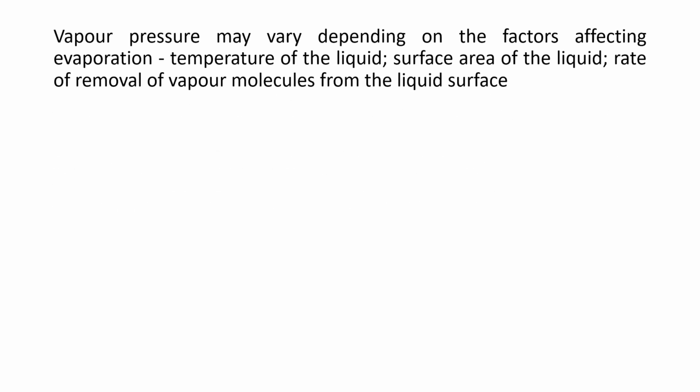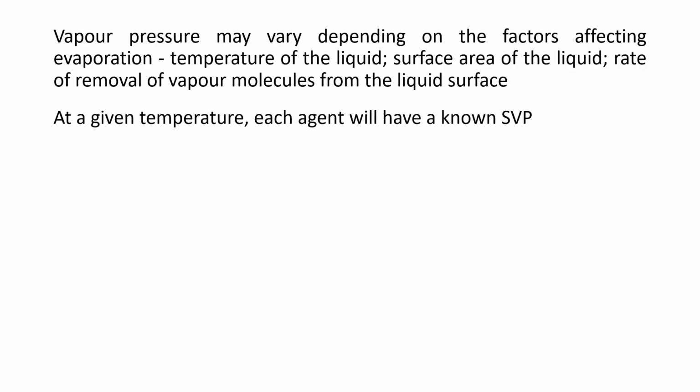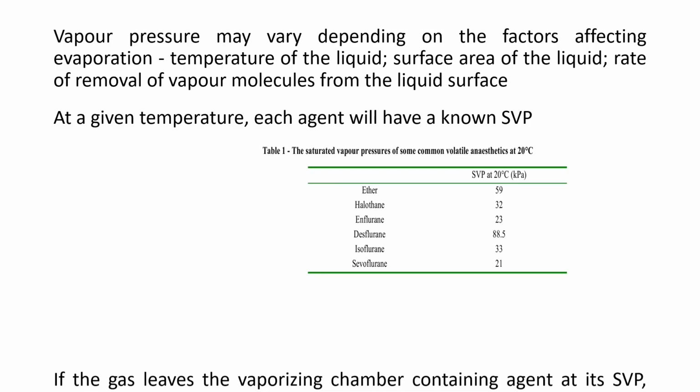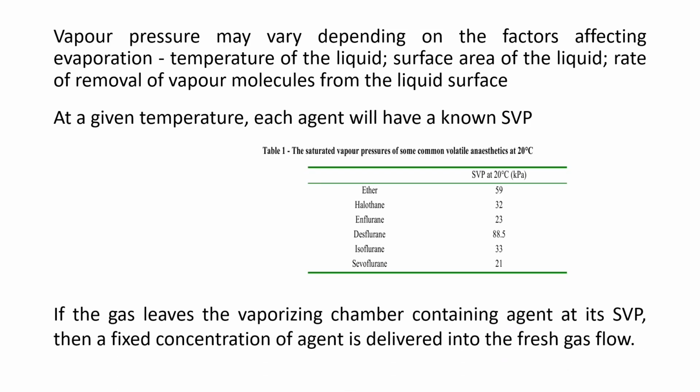Now, as we have seen earlier, vapor pressure may vary depending on the factors affecting evaporation: temperature of the liquid, surface area of the liquid, and rate of removal of vapor molecules from the liquid surface. At a given temperature, each agent will have a known saturated vapor pressure, as we have already seen in this table. If the gas leaves the vaporizing chamber containing agent at its SVP, then a fixed concentration of agent is delivered into the fresh gas flow.